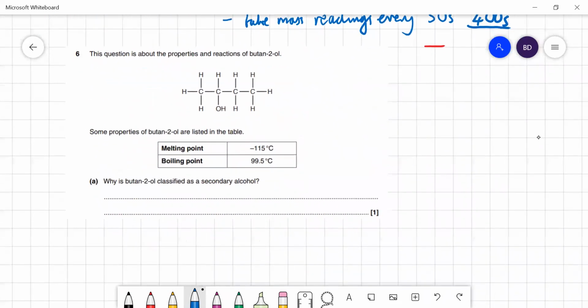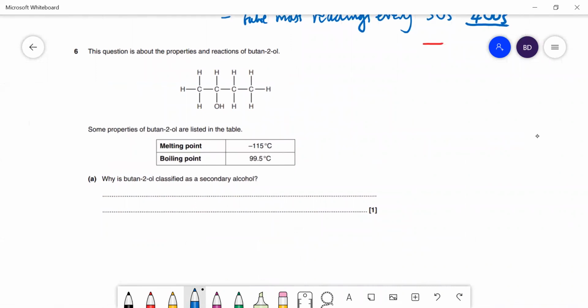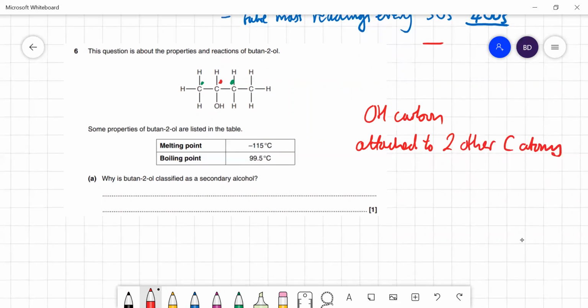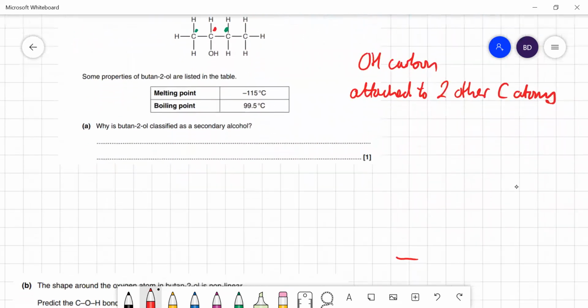Okay, onto the organic question. This is about reactions of butanol. Why is butanol classified as a secondary alcohol? Well, it's because the carbon to which the OH is attached is attached to two other carbons. So I'll just write that: OH carbon attached to two other carbon atoms. Probably going to ask about intermolecular forces because it's given us melting points and boiling points.